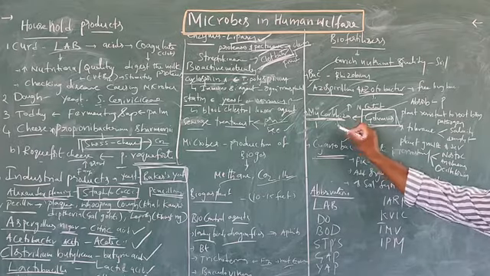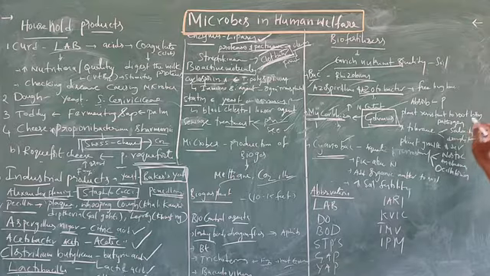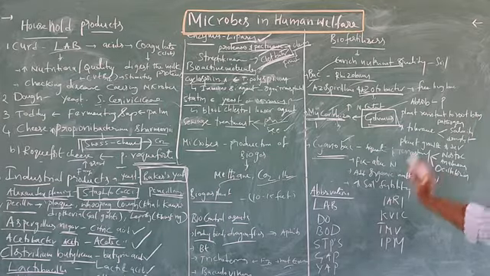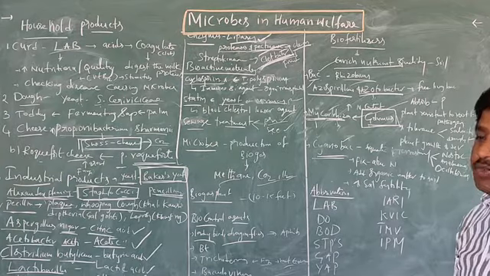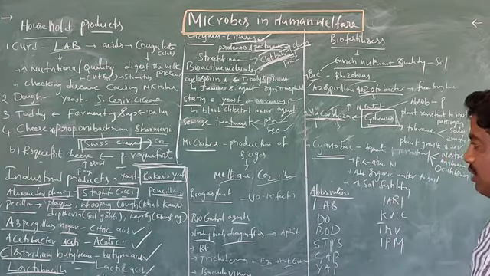And also, mycorrhiza provides plant resistance to root pathogens. Next, mycorrhiza increases tolerance to abiotic stresses such as salinity and also drought. Next, mycorrhiza participates in plant growth and also development.